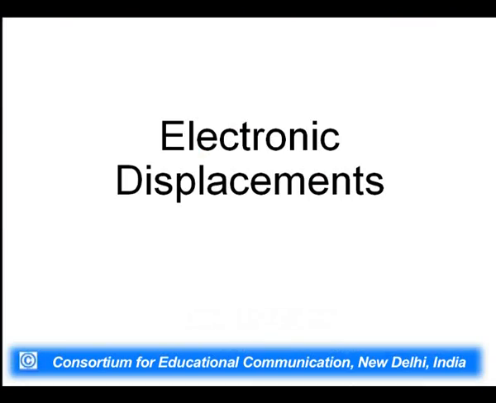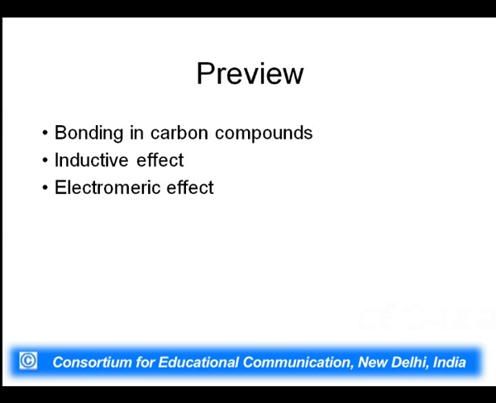From a total discussion point of view, I have placed first the topic of electronic displacement. What is electronic displacement, and what are the types? We would do that one by one in steps, but in today's part we would first focus on bonding in carbon compounds, and then discuss 2 effects in this session, which are the inductive effect and the electromeric effect. So starting with the preview I have already given.